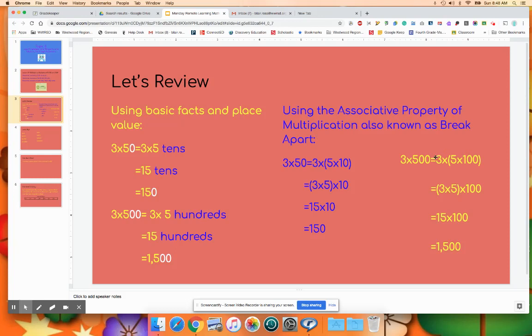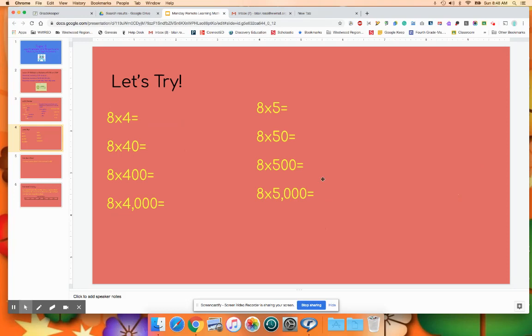Okay, if I regroup that multiplication and think about it as 3 times 5, which is 15, and then 15 times 100 is 1,500. Okay, so these are just ways for you to explore the concept of multiplication and think about it in different ways. So let's try. Today they're going to show you how to think about it in terms of a pattern in multiples.